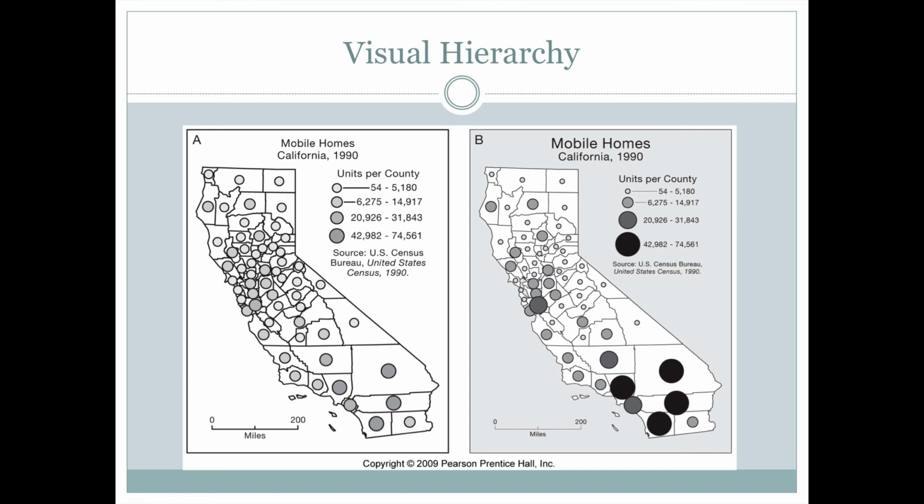So visual hierarchy is a really important thing to consider when we're trying to combine symbology for various symbols and make the most effective cartographic product that we can.